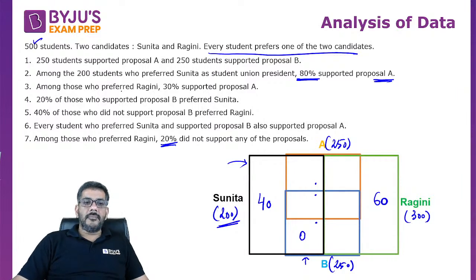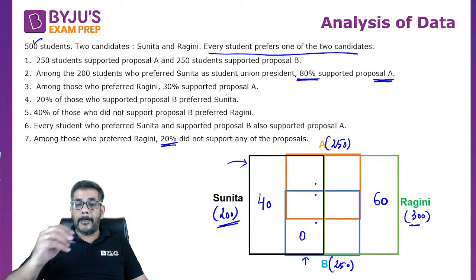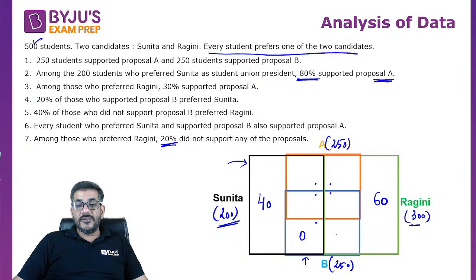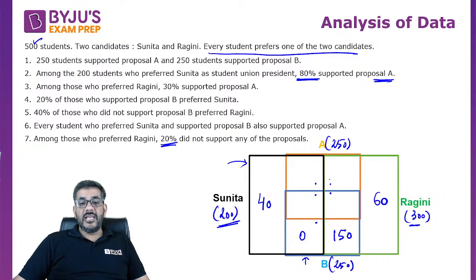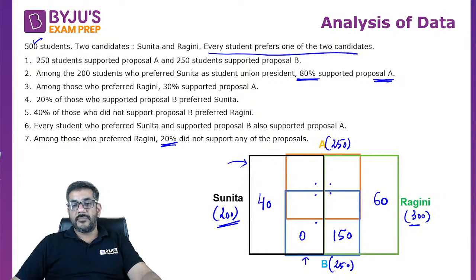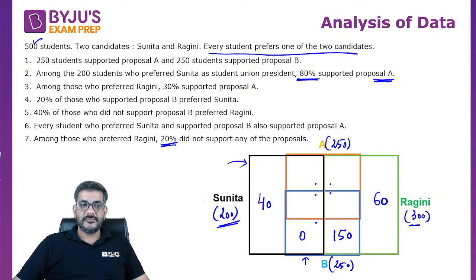Next, among those who preferred Ragini, how many prefer Ragini? 300. 30% supported proposal A. So 30% of 300 is 90. So 90 people are supporting A. So these two areas will add up to 90. And this is 60. 90 plus 60 is 150. So the remaining 150 must be here. If 90 people supported A, 60 people supported none, the remaining 150 people supported B. So this area would be 150.